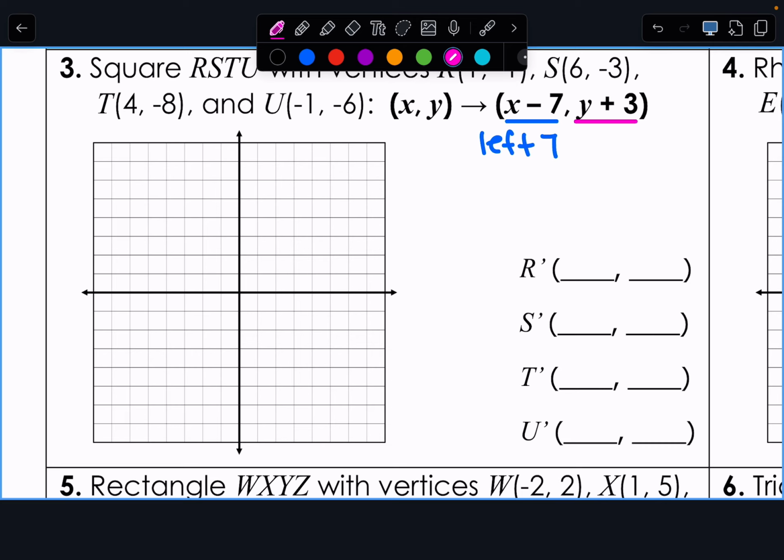Okay, on 3, you're going to tell me left, right, up, or down. 1, 2, 3. Well done. Okay, we're going to go up 3.